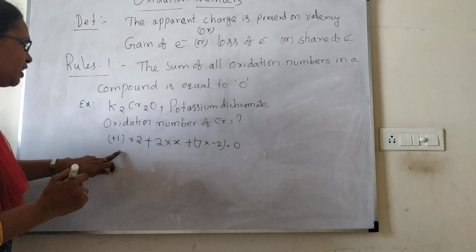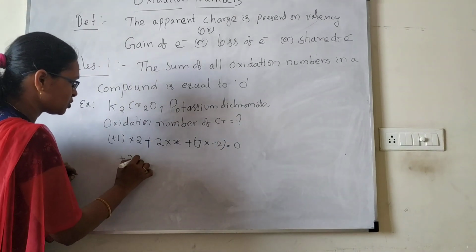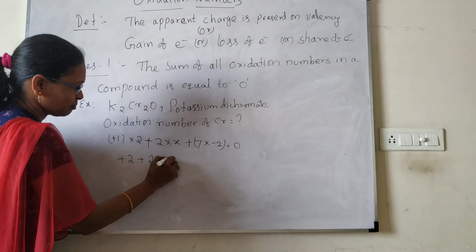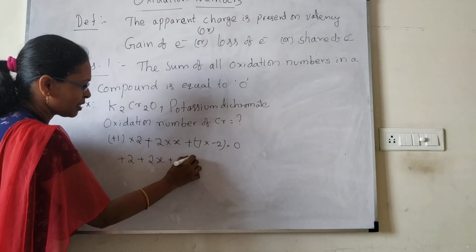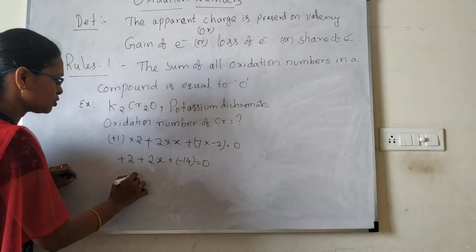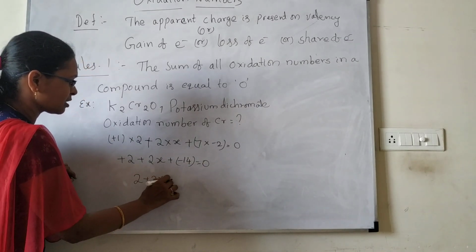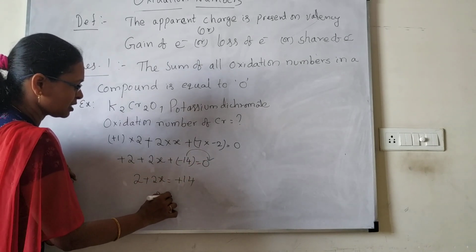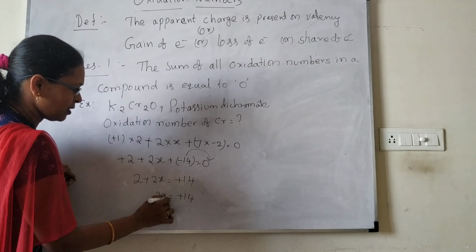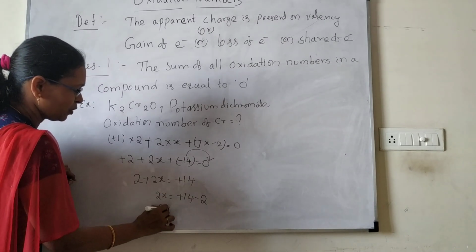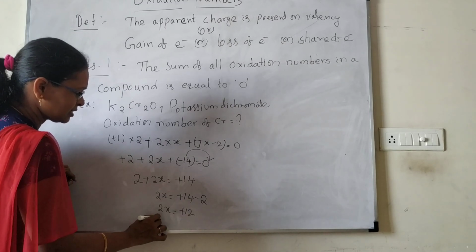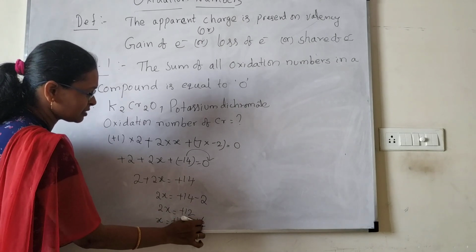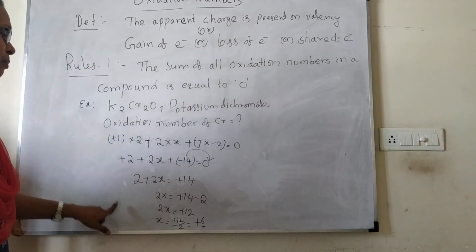Now 1 into 2 means 2, so plus 2, plus 2x, plus 7 into minus 2, which means minus 14, is equal to 0. So 2 plus 2x is equal to 14 by transposition. So 2x is equal to 14 minus 2, 2x is equal to 12, x is equal to 12 divided by 2, which is plus 6. This is the oxidation number. Like this we are able to find it.